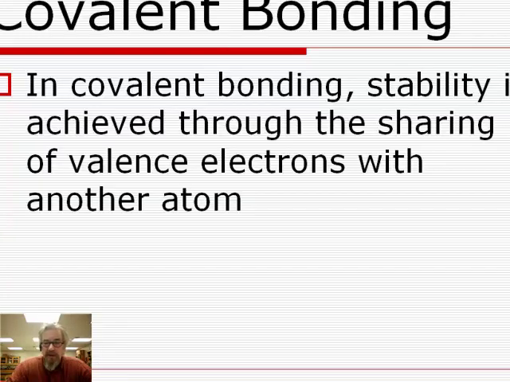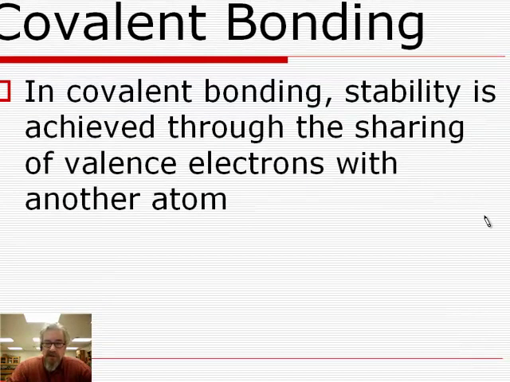In covalent bonding, here's how this works. Stability is achieved through the sharing of valence electrons with another atom. So the valence electrons that an atom has, they're probably not going to be enough. 8 dots for most things is going to be what's stable, 2 dots for hydrogen. You can achieve that through sharing.